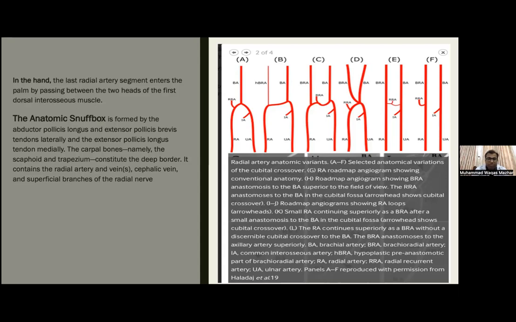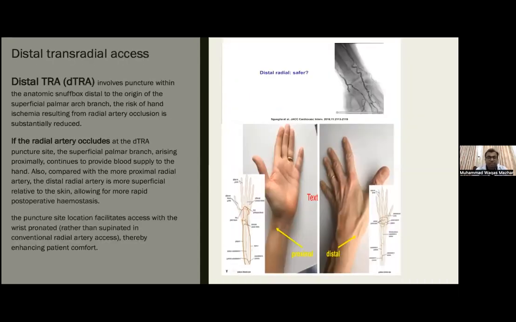Moving forward, what is the distal transradial access? Distal transradial access involves a puncture within the anatomic snuffbox distal to the origin of the superficial palmar arch branch. The risk of hand ischemia resulting from radial artery occlusion is substantially low in distal transradial access. Moving on to the right side of the screen, as my pointer is there, this is the radial artery and this is the ulnar artery. This is the proximal radial artery and this one is the distal radial artery. This branch, the superficial one, supplies the superficial palmar arch of the hand.